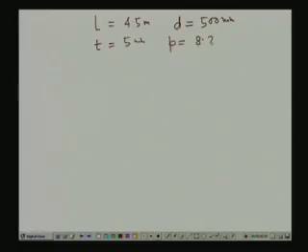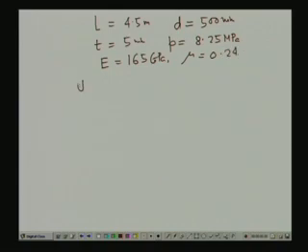Given, length of the cylinder is 4.5 meter, internal diameter is 500 millimeter, the thickness of the wall is 5 millimeter, the internal pressure is 8.25 MPa, the value of the modulus of elasticity E is 165 gigapascal, and mu, the Poisson's ratio, is 0.24.